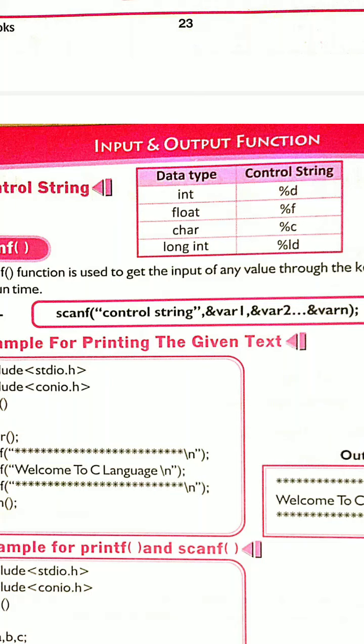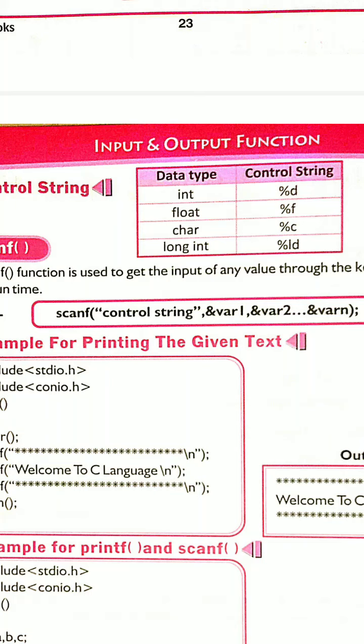So these are all the example programs. The first program is just a simple print function. They are using this print function to print some stars and welcome to C language. So here you can see that these are all the outputs of the particular program. The next program is an example for printf and scanf function.